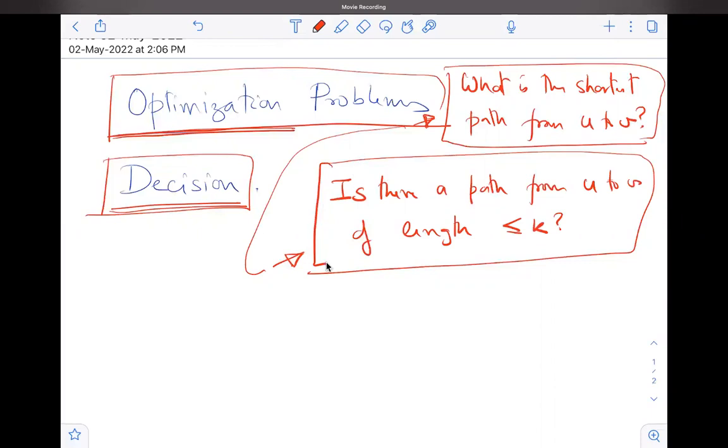Because we know the shortest path. So if k is less than the length of the shortest path, then the answer will be no. And if k is greater than the shortest path, then the answer will be yes. Exactly. So the optimization question can solve the decision question. What about the opposite direction? Can a decision question be used to solve the optimization question?